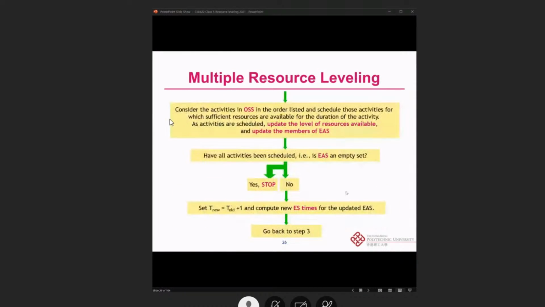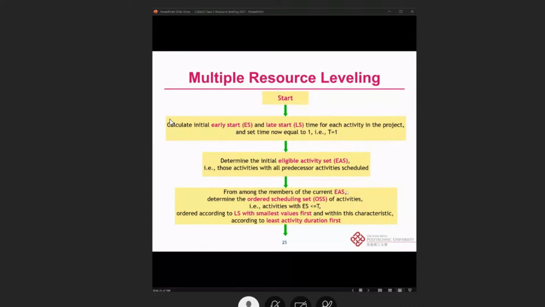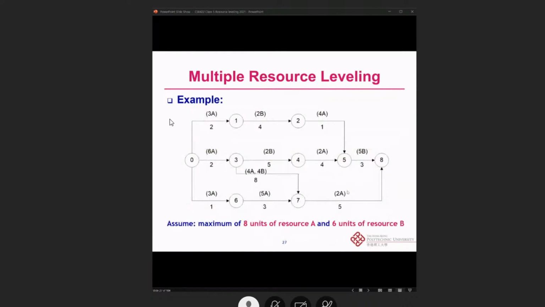Okay, for the theoretical part, I don't really think that you need to remember all the details. Instead, we can consider this kind of multiple resource leveling using an example.